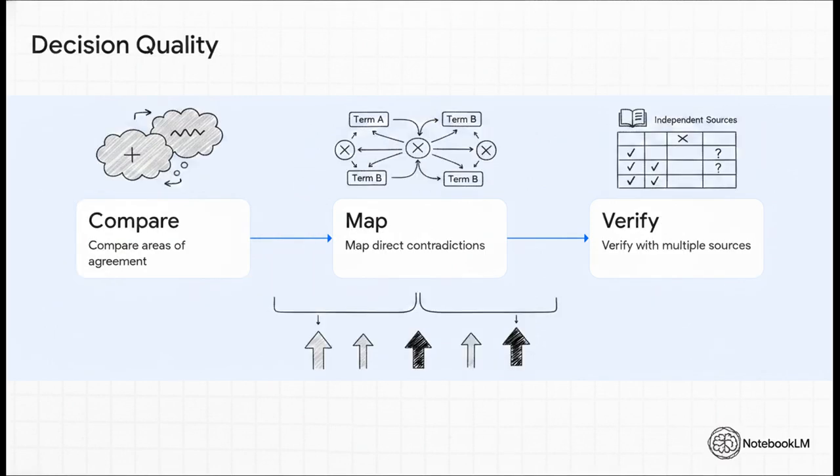Then we have workflow 3, compare, contradict, verify. You'll want to use this one when your AI and education reports actively disagree with each other, or maybe use different definitions entirely. Ask NotebookLM to actively separate the areas of agreement from the direct contradictions. Have it map out any differences that are just caused by terminology, and then finish up with a verification table showing exactly which conclusions are supported by multiple independent sources versus just one.